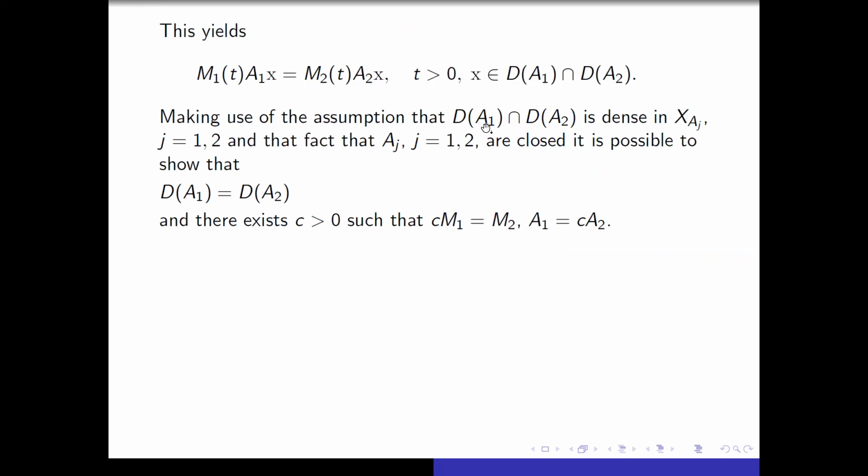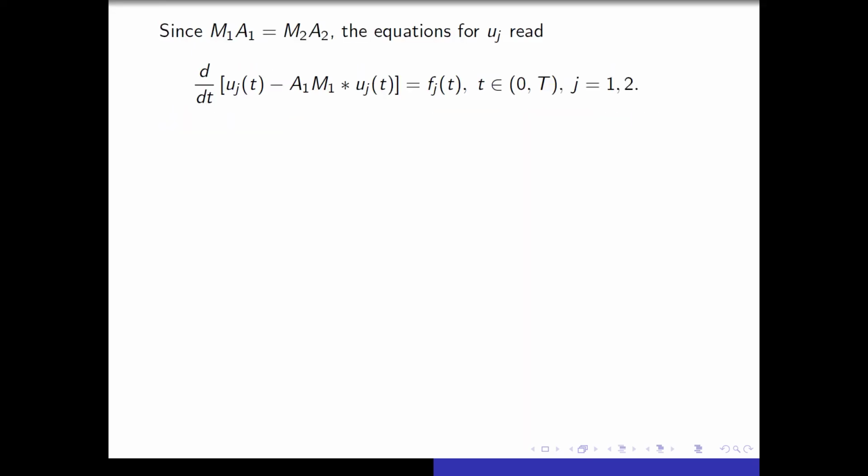And also, but this uses some properties of A1 and A2, namely what we have assumed, that this is still dense in X and Aj are closed. So closed sectorial operators are closed. And finally, it remains to prove that F1 is equal to F2 and U1 is equal to U2. And this can be done if we consider the problems for Uj. And since A1 M1 is equal to A2 M2, then we have here the common kernel in both equations, j equal 1 and j equal 2.